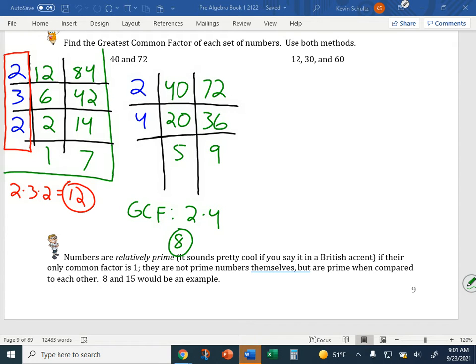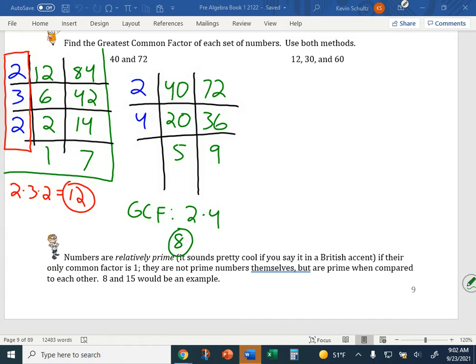Isn't that kind of nifty? I mean, if you're really good with your multiplication tables and you're really good at number sense and you know factors, this probably would take more time than just looking at the numbers thinking, okay, 40, 72, I know 8 goes into 40, okay, it's 8, right? But if you're not familiar with your multiplication tables and factors, this is a really nice way to set it up. I think so anyway.